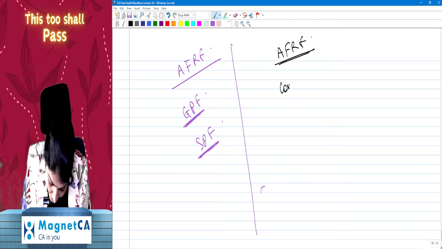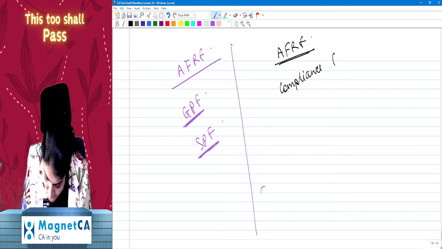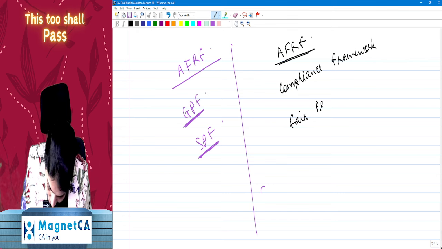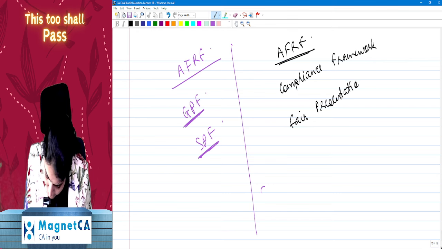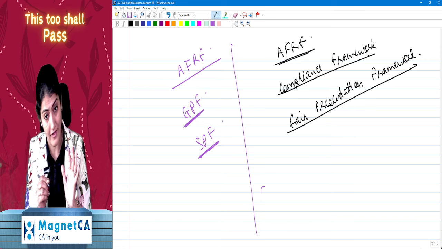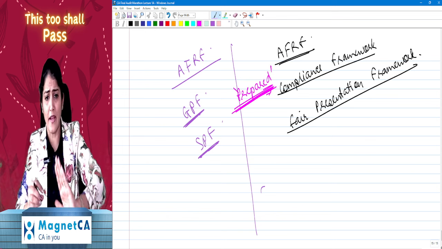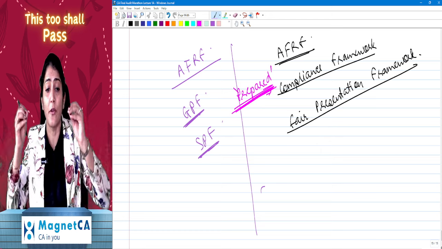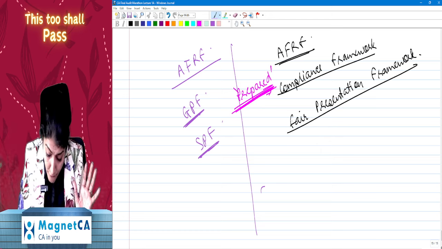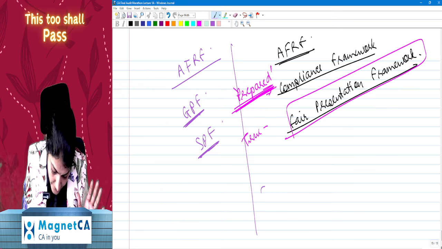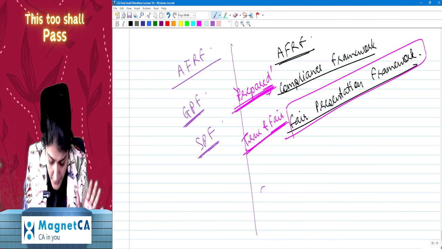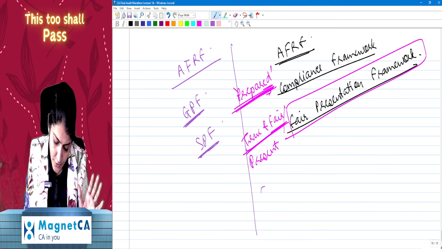Second, now auditor, when you have to express an opinion, a report dena padega. So now when you have to express an opinion, you have to check, is it a compliance framework or is it a fair presentation framework? If it is a compliance framework, the standard says that auditor, you need to express an opinion saying prepared. Okay, these financial statements are prepared as per the requirement of the bank. They are prepared. But fair presentation framework, you express an opinion saying that these financial statements give a true and fair view, or there is another alternative, present fairly.